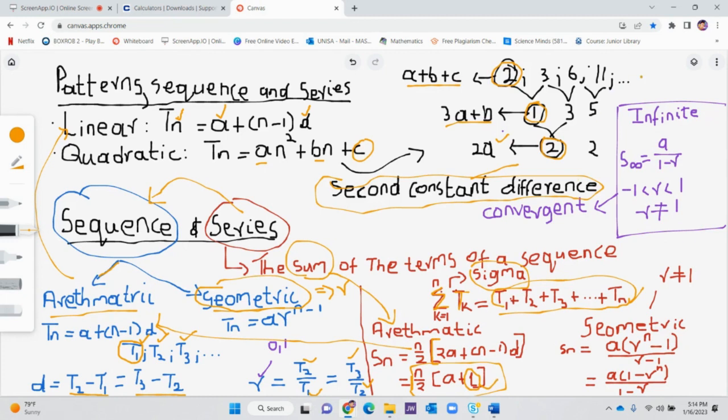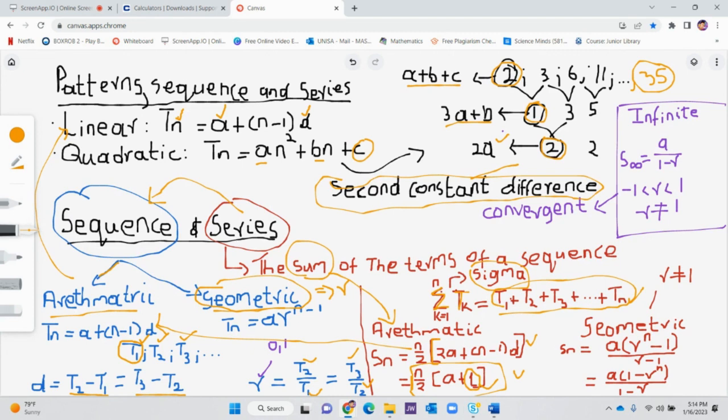If maybe there was a last term given to be 35 after 11 there, then that 35 would be your l. Whether you choose to use this formula or that one, it wouldn't make a difference. We would get the same answer. It's just that with a plus l, it's kind of a shortcut if you are given the last term, of course. If you don't have the last term, then you are forced to use that first formula.